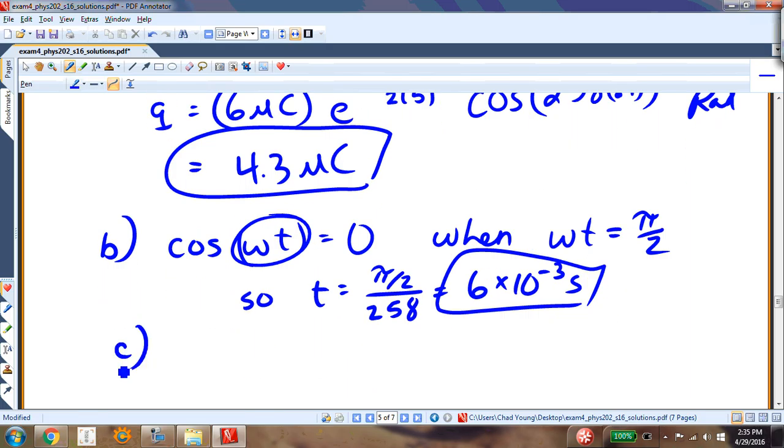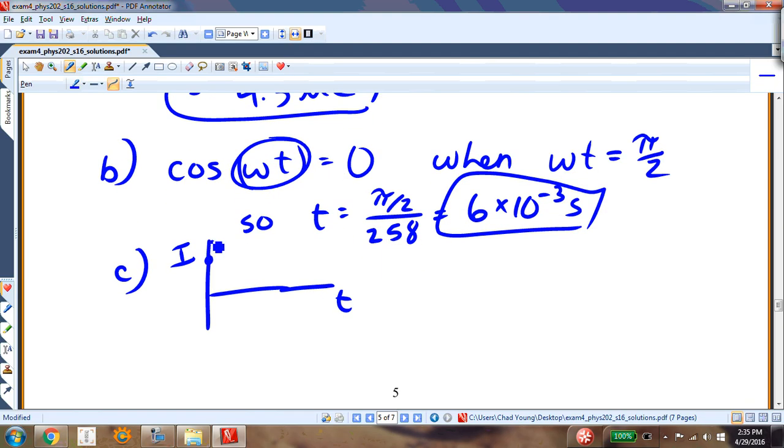And then finally, C, just draw a graph of the current versus time, I versus t. Let's see, it's a cosine function, so it starts out here, right? Cosine of 0 is 1. Start out a little higher. And it quickly decays. It's a cosine function with an exponential function like that.